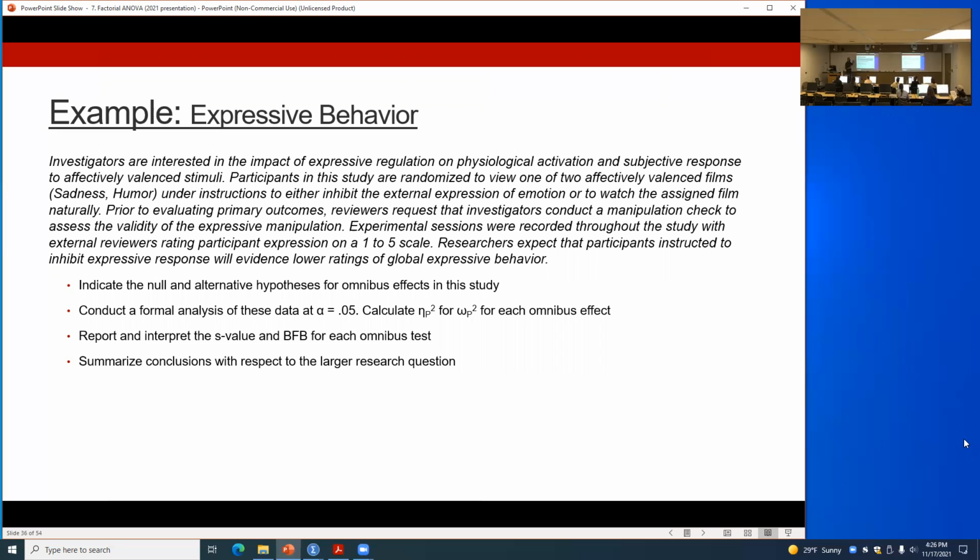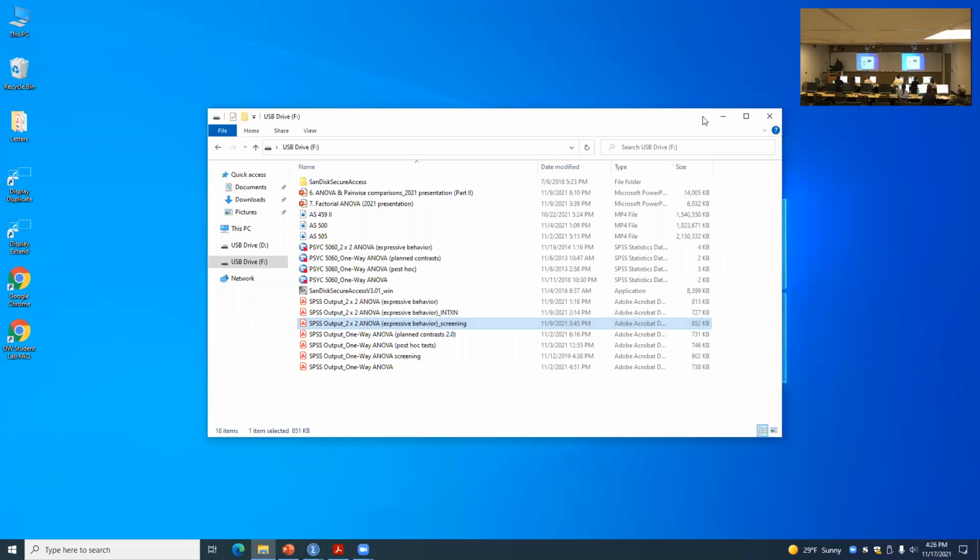So what I'm going to do is run this pilot as a 2x2 ANOVA design, where I'm including film condition as a factor, instruction condition as a factor, and my outcome is just observed expression based on an external coder. Okay. So what we're going to do to start is some screening.